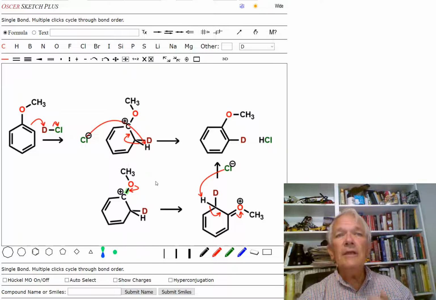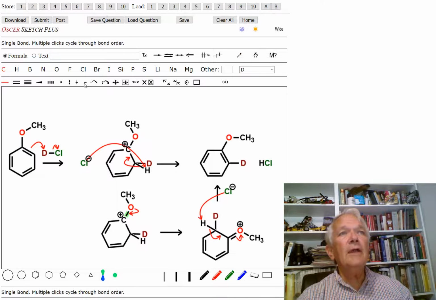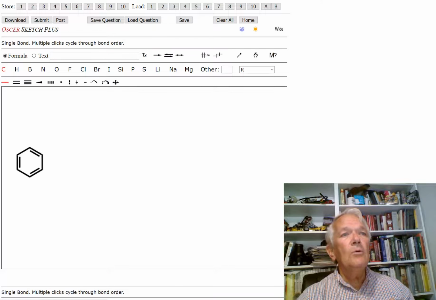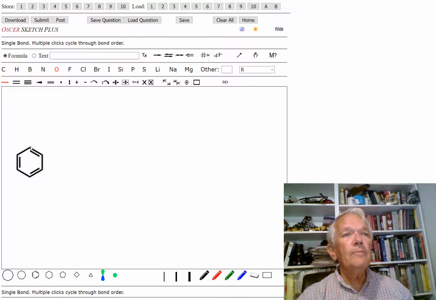Now we can look at this in an entirely different way. What I want to do is let me just start over. I'm going to reload the page, go back to my benzene, but I want to put a methoxy on here. Okay, so here's a methoxy, and put on the methyl.